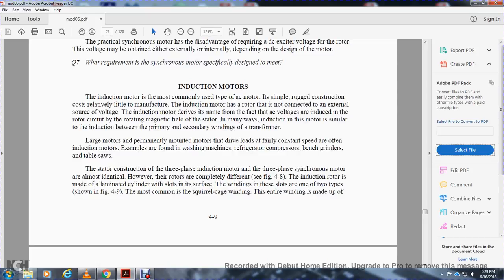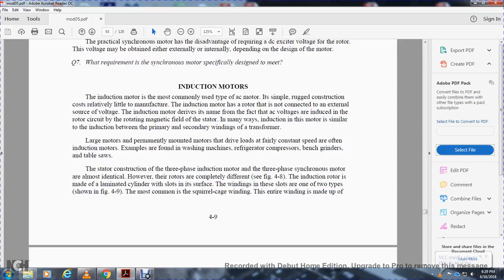Now the induction motor. The induction motor is the most commonly used type of AC motor. It has simple, rugged construction and costs relatively little to manufacture. Induction motors have a rotor that is not connected to an external source of voltage. The induction motor derives its name from the fact that AC voltage is induced in the rotor circuit by the rotating magnetic field of the stator.